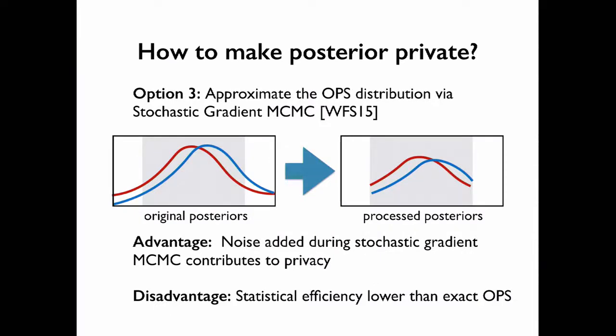Another way to make the posterior private, again done by Wang et al., solves the intractability problem. Here they say, we have this OPS distribution, and now we will approximate it via stochastic gradient MCMC, approaches like stochastic gradient Langevin dynamics and so on. The advantage here is that the noise added during the stochastic gradient process contributes to privacy. However, they found that this was even less statistically efficient than the exact OPS.